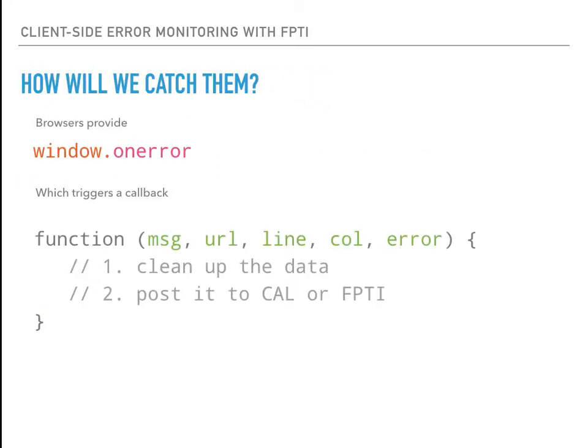So probably everyone's heard of this thing called window.onError. Just nod your head. Yes, of course. Window.onError is a thing that's in browsers. It will trigger a callback when an error is thrown somewhere. And based on the browser you have, it might include a message, URL, line number, column number, or the actual error object itself. So what we did originally for the first 3 years or so that I worked on this was we sort of cleaned up the data a little bit, and then we posted it into Cal.